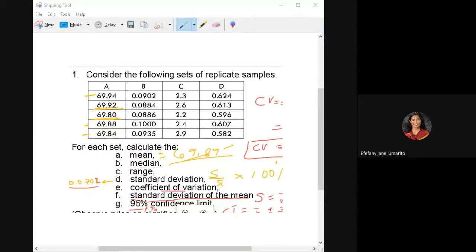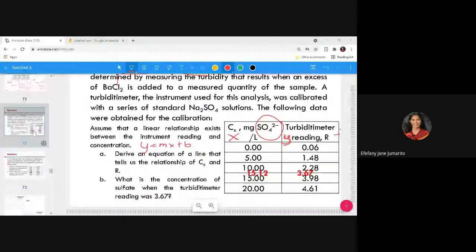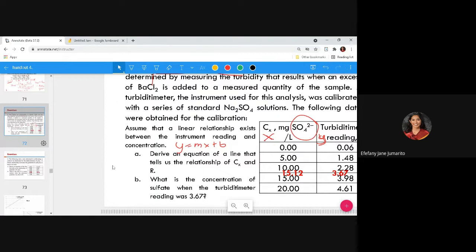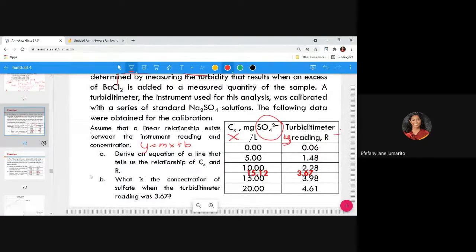Now, what if you wrote the equation? Okay, we have a window. Now we have an equation. Derive an equation of the line that tells us the relationship of Cx and R. Now, what have you seen in the equation? As you can see, it's a straight line.